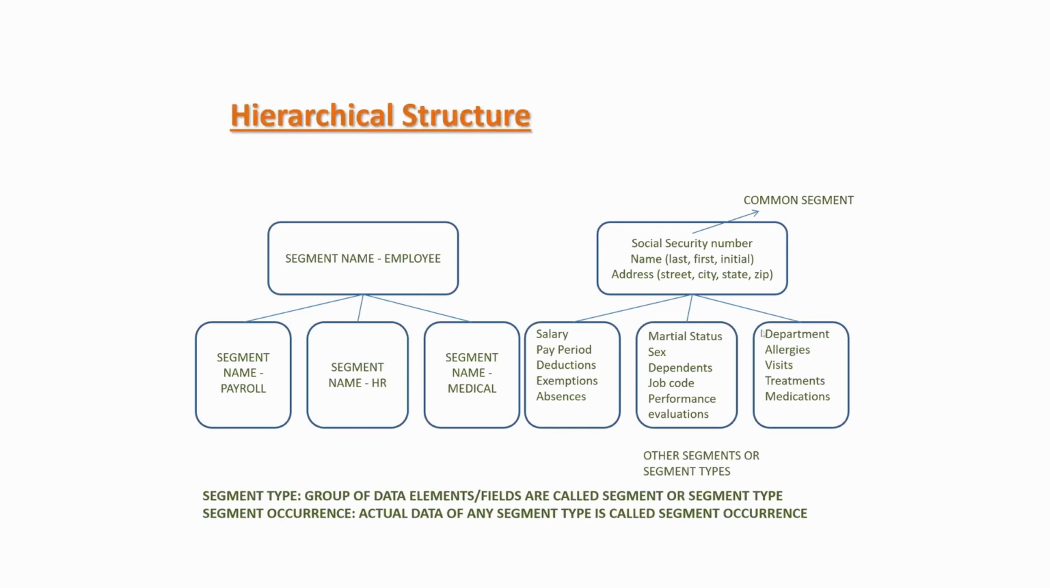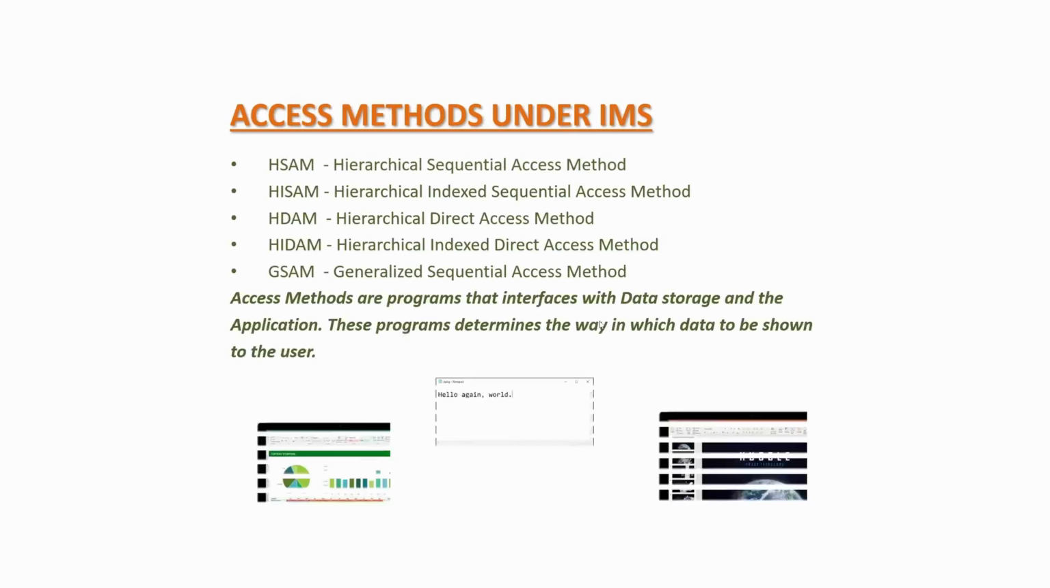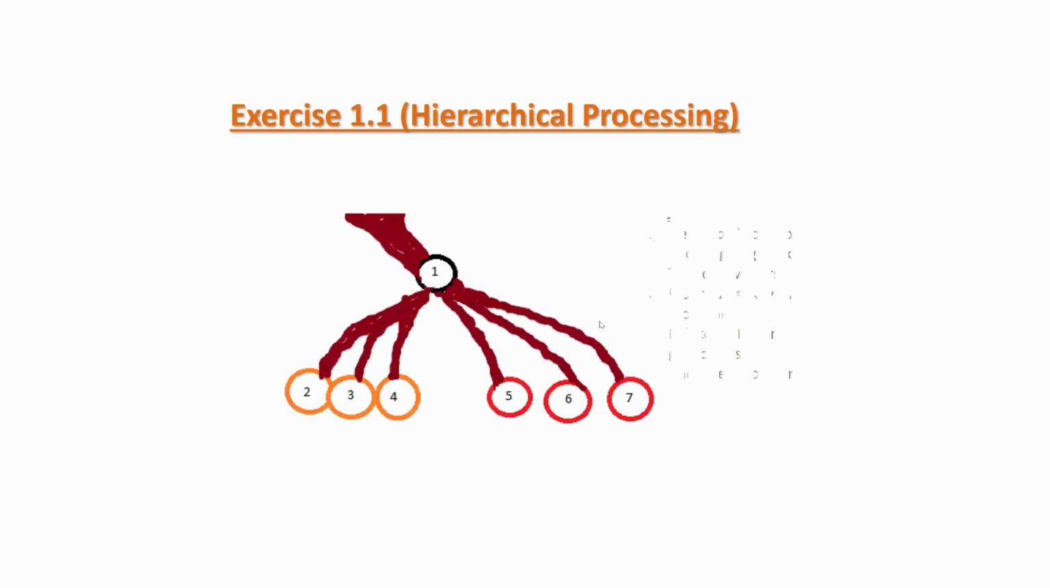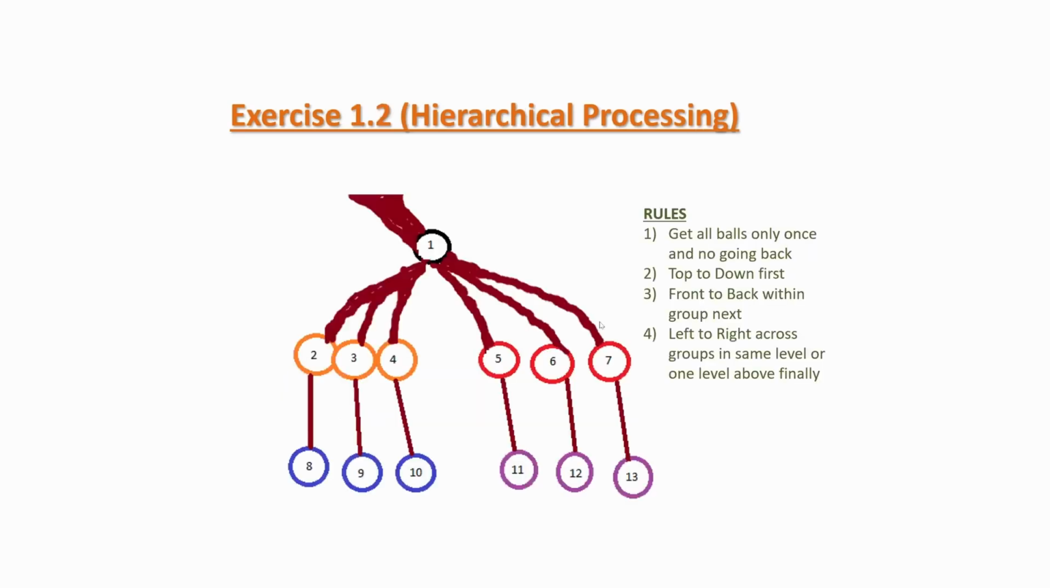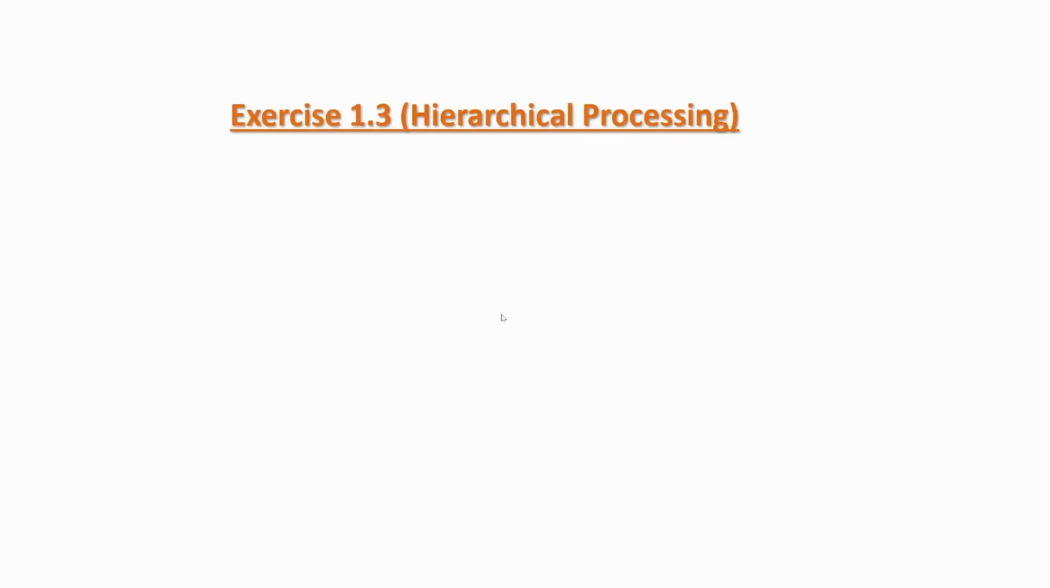And then we saw terminology called segment type and segment occurrence. Segment type consists of nothing but a part of a record that is of more than one field, and segment occurrence is the data in the segment. Okay, we didn't look at access method, that we'll see later. We saw some hierarchical structure and other terminologies.